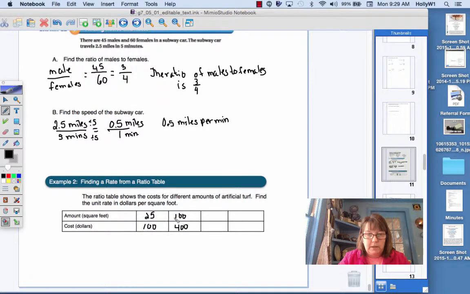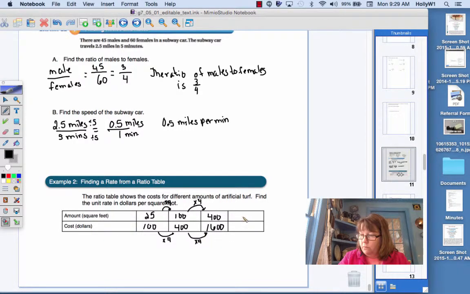To get from here to here, you are multiplying by 4. And to get from here to here, you are also multiplying by 4. To go from here to our next one, which is 400 square feet and costs $1,600, you are also multiplying by 4.